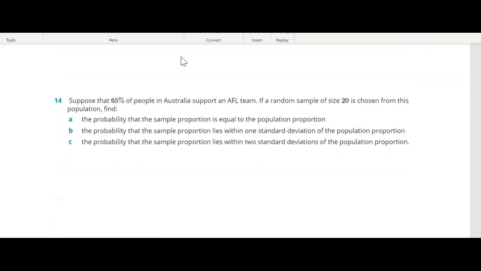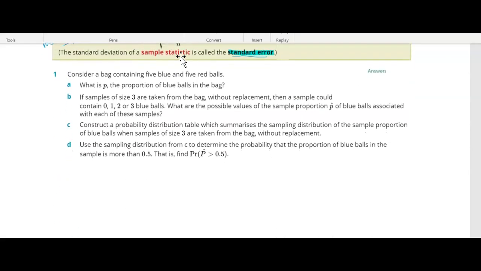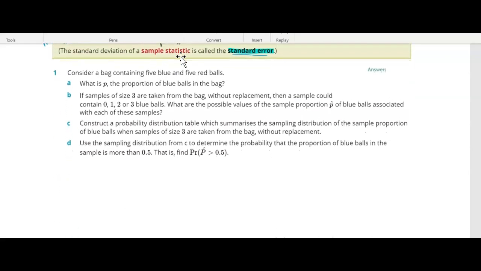All right, so let's work through some questions. I wonder how many questions I've got. Oh, quite a few questions for this one. Cool. All right, so question 1, consider a bag containing 5 blue and 5 red balls. Now remember in the example, she drew them. So if we want to draw them, we can. So we've got 1, 2, 3, 4, 5. And red, I'll just do as pink. 1, 2, 3, 4, 5. All right, so there's our balls.